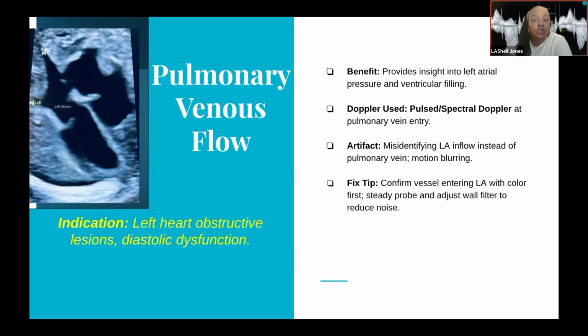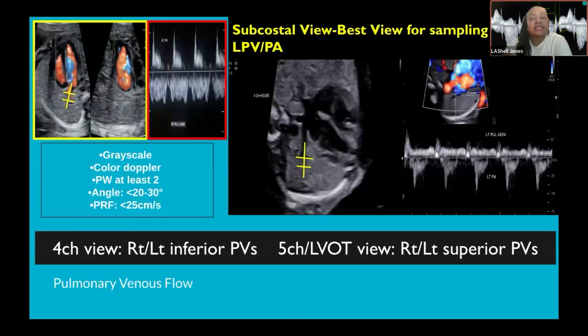There may be some motion blurring. So you have to confirm the vessels entering into the left atrium, which you can kind of see here. And then with color first, if possible. I was able to see it in grayscale in this particular case. Confirm that, and then steady your probe and adjust the wall filter to reduce out the noise. Okay, so let's take a closer look at how to assess these pulmonary veins.